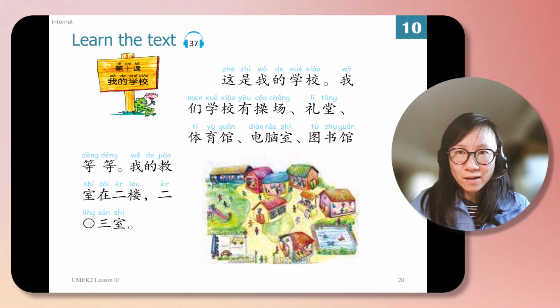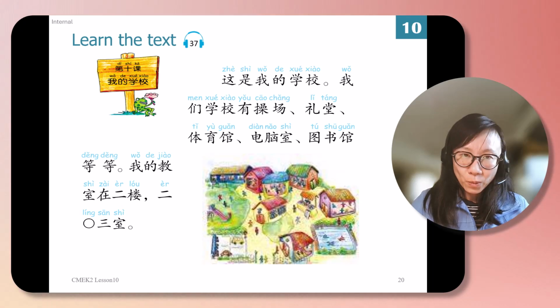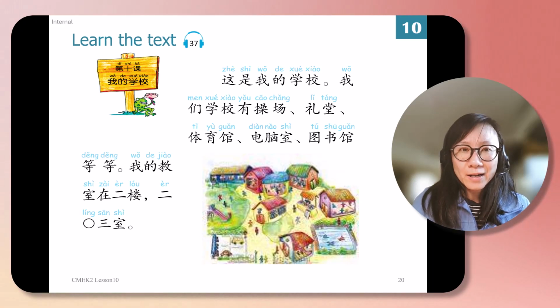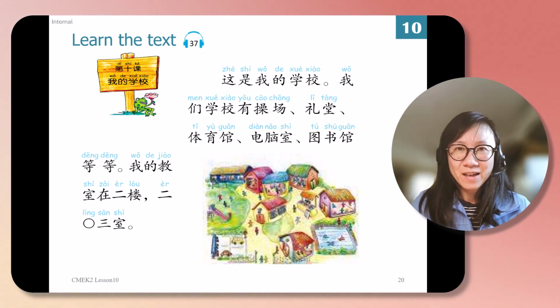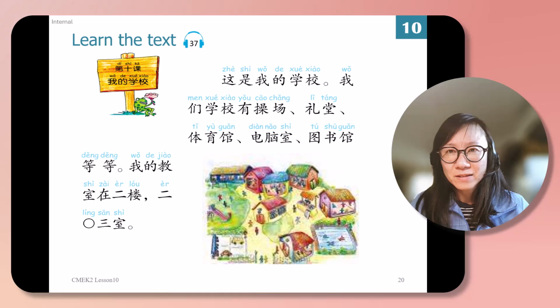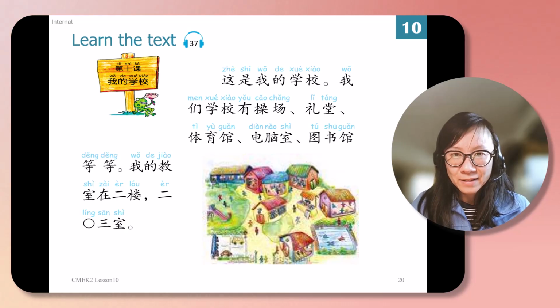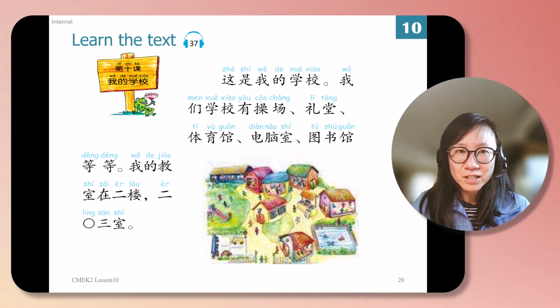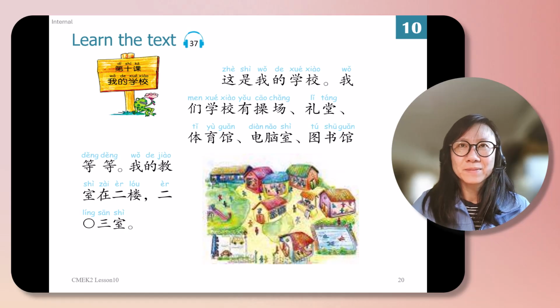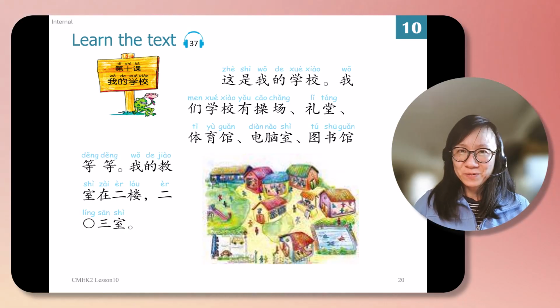这是我的学校。我们学校有操场、礼堂、体育馆、电脑室、图书馆等等。我的教室在2楼203室。Try again. Now try it yourself.